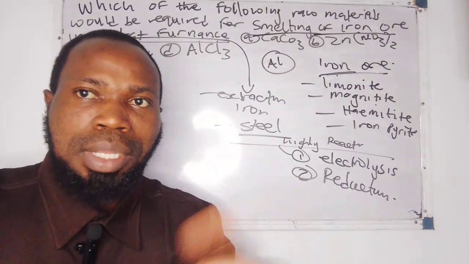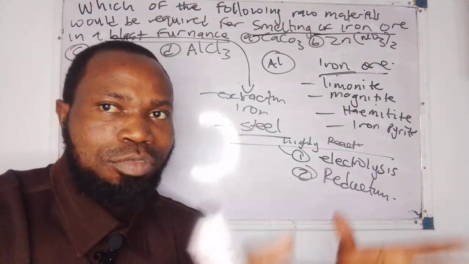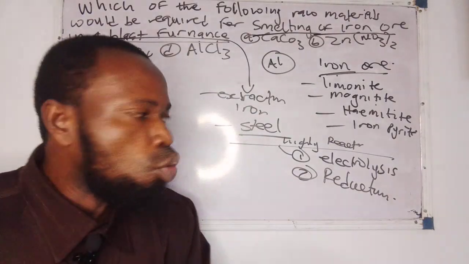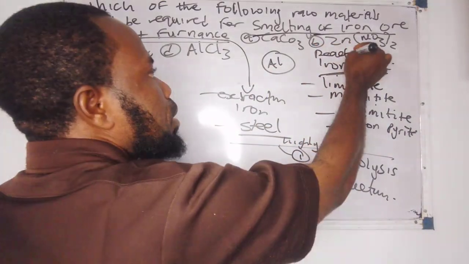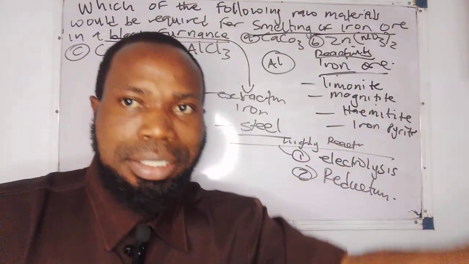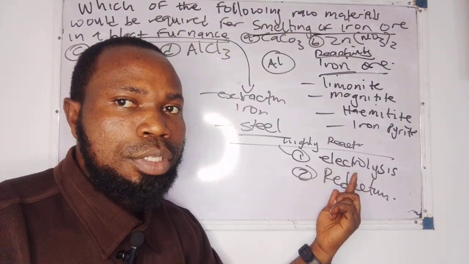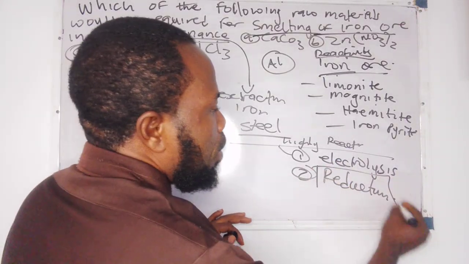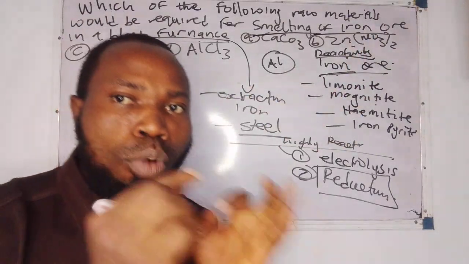Now you're beginning to ask me, what is the factor that determines the method that is used to extract metals from their ore? The factor that determines the method you use to extract metals from their ore is the reactivity of the metal. Now, if the metal is highly reactive, that means I will extract that metal by electrolysis. But if it's moderately or least reactive, I will extract it by reduction.